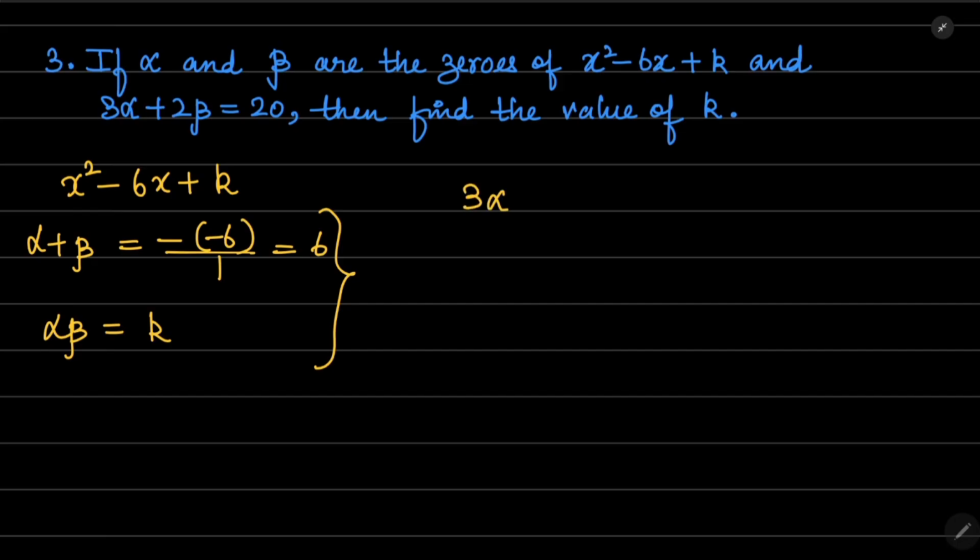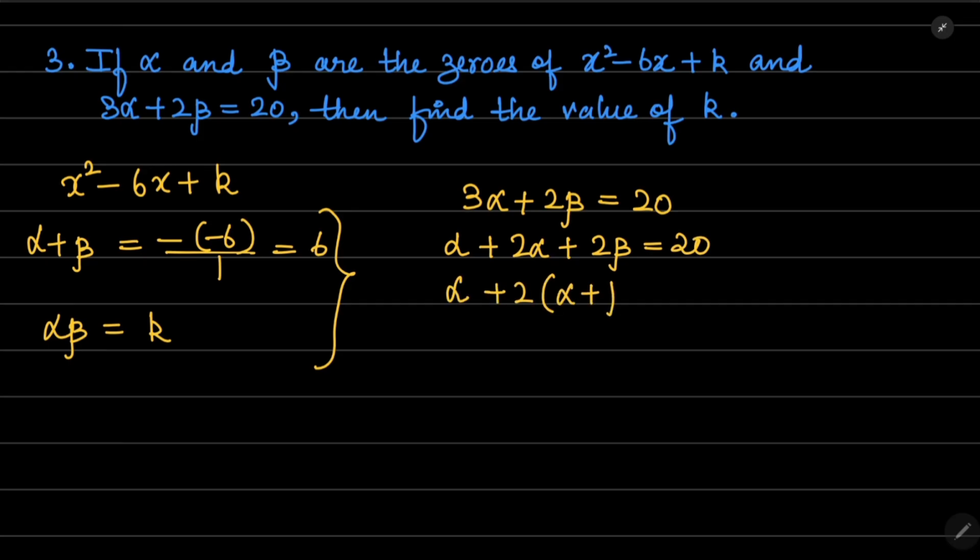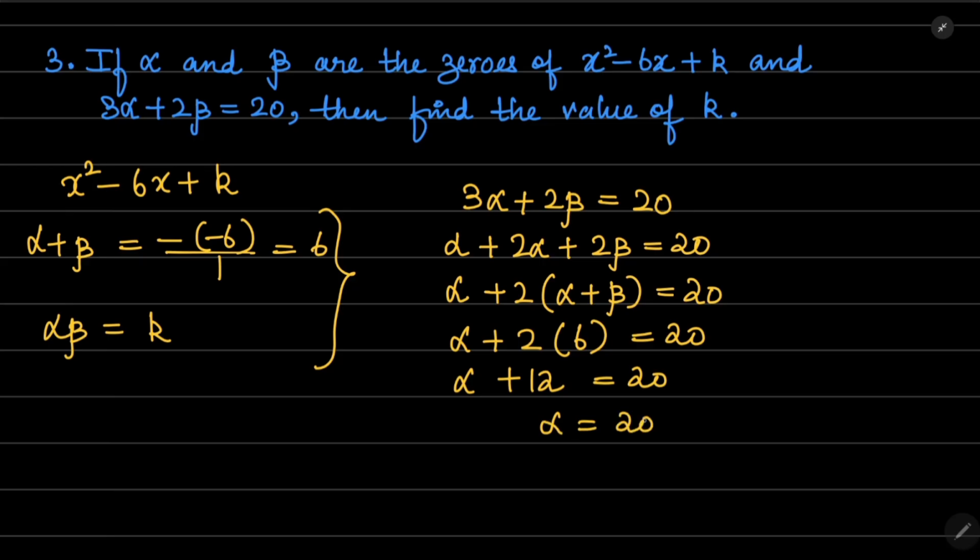You are also given 3 alpha plus 2 beta is equal to 20. Right? Now 3 alpha, I can write it as alpha plus 2 alpha. So alpha plus 2 alpha is 3 alpha, plus 2 beta equal to 20. Alpha plus 2, common out, alpha plus beta equal to 20. Alpha plus 2 into, what is alpha plus beta? It is 6, equal to 20. So alpha plus 12 equal to 20. Alpha is equal to 20 minus 12, which is equal to 8.